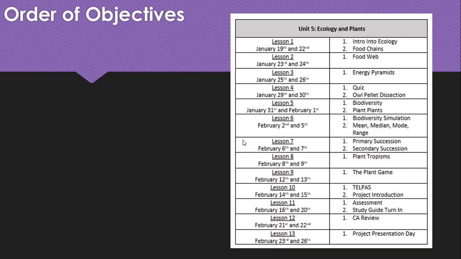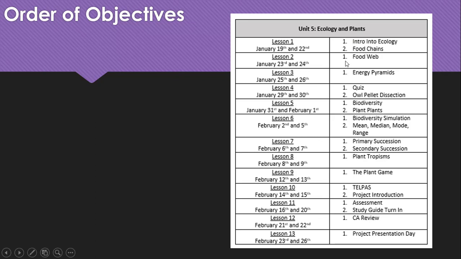Here's the order of objectives. We start with a basic intro into ecology. I will say that students generally have a pretty good understanding of intro into ecology. However, the vocabulary definitely needs some brushing up. So if you feel like your students are really high achievers, then you could probably skip this first lesson and just put some of the practice problems as homework or something like that, or include those practice problems later into these lessons.